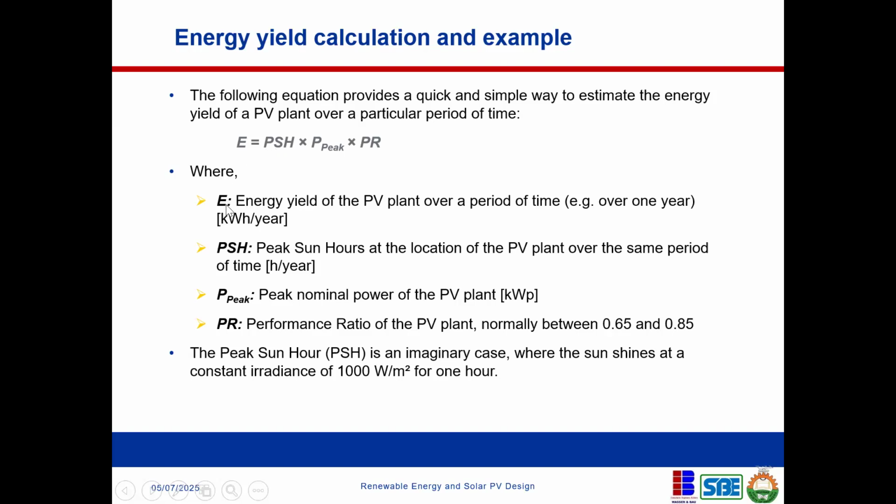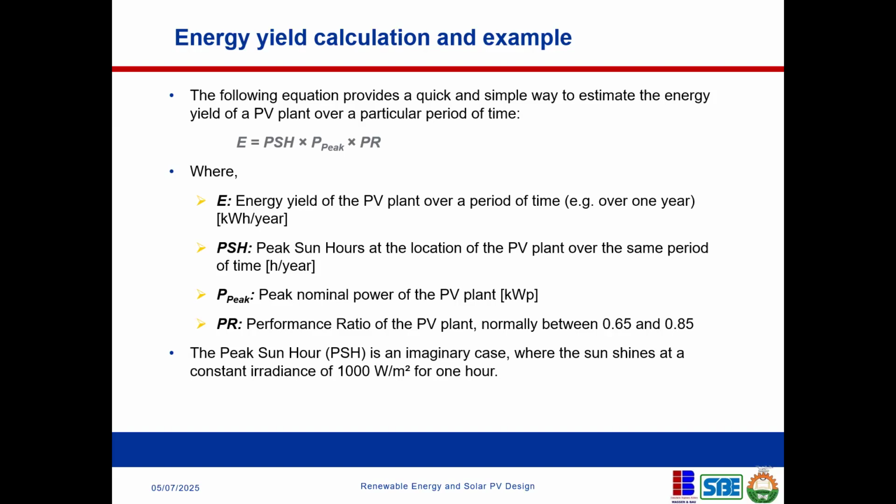So this, the E, is the energy yield of the PV plant over a period of time. The PSH is the peak sun hour. I've explained that. The P peak, I've also explained that. And the performance ratio, I've explained that. So that is one way to do your energy yield estimation.